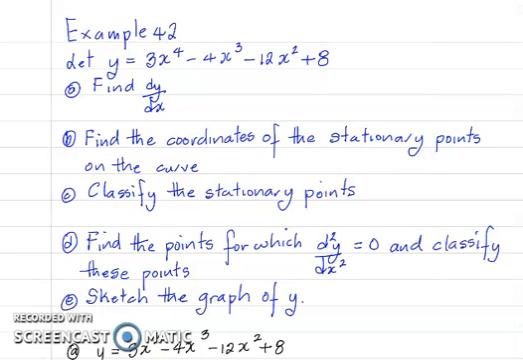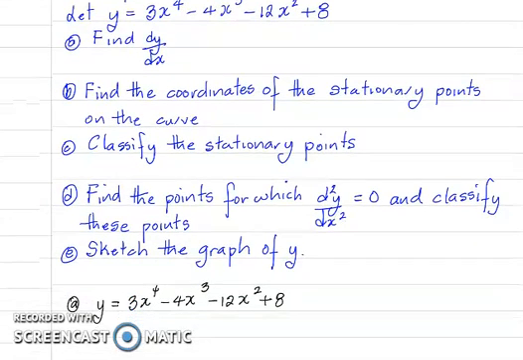B, find the coordinates of the stationary points on the curve. C, to classify the stationary points. D, to find the points for which d2y by dx squared is equal to 0 and classify these points. And E, we're asked to sketch the graph of y.